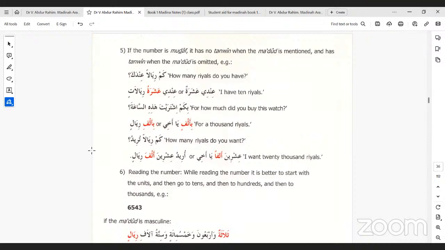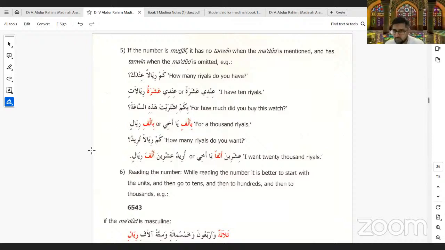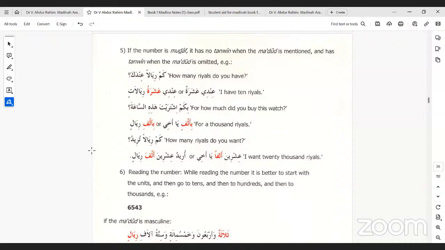If the number is mudaf, it has no tanween when the ma'dud is mentioned, and it has tanween when the ma'dud is omitted. Example: how many riyals do you have? Kam riyalan indaka? I have 10 riyals: indi asharatu riyalatin, or indi asharatun. For how much did you buy this watch? بكم اشتريت هذه الساعة؟ For 1,000 riyals: بألف يا أخي, or بألف ريال.